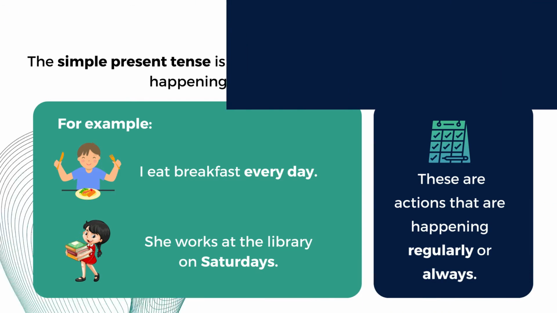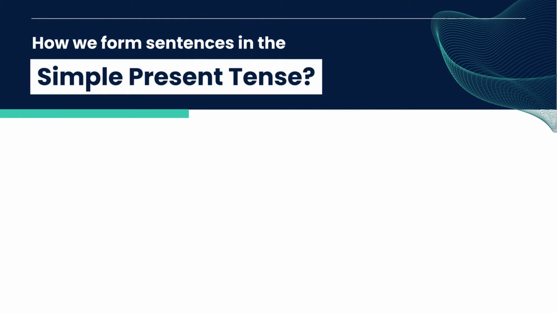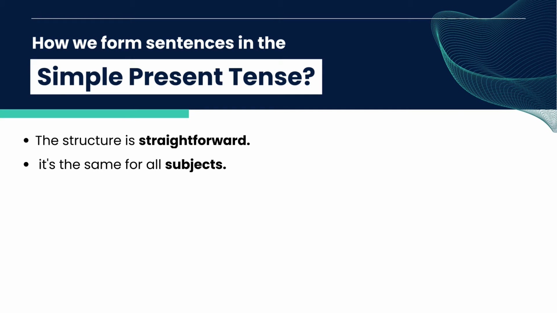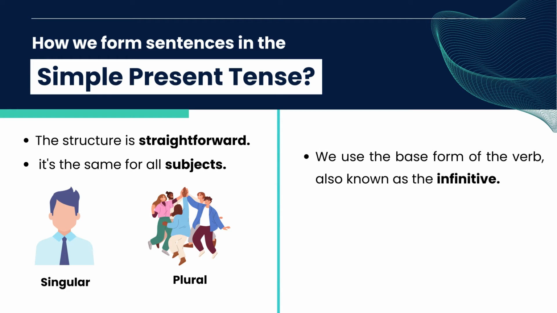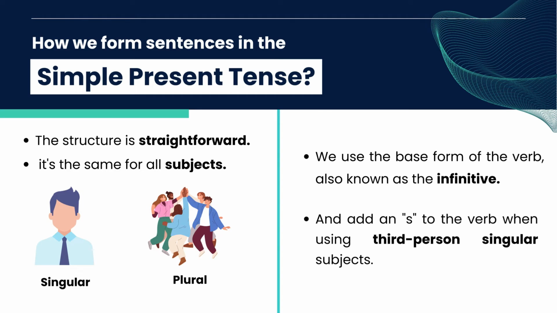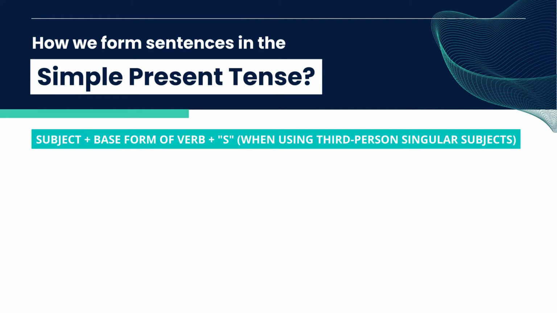Now, let's move on to how we form sentences in the simple present tense. The structure is straightforward, and it's the same for all subjects, whether singular or plural. We use the base form of the verb, also known as the infinitive, and add an s to the verb when using third-person singular subjects. Subject plus base form of verb plus s when using third-person singular subjects.